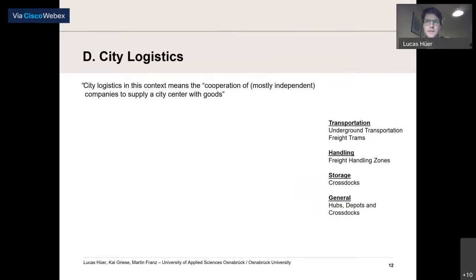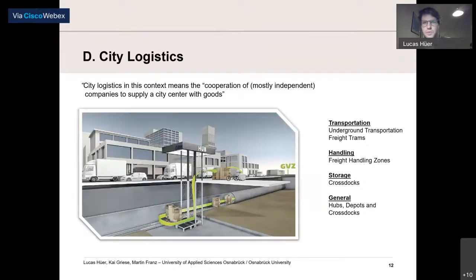The last solution field is city logistics. This is a little bit different. We included it because a lot of researchers have this on their mind right now. So we are trying to find ways on how to improve the use of scarce land within cities. One example, which is very nice and that you can see in the picture, is the underground transportation of products and freight. But there are also different ways to handle this.